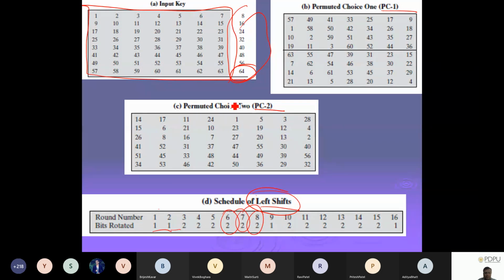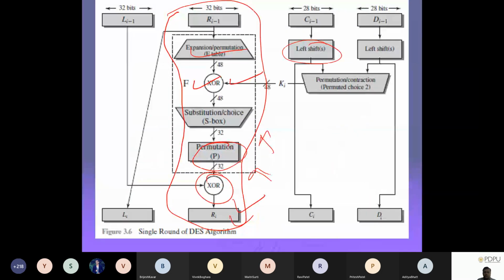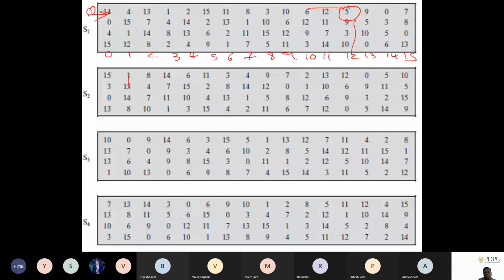And now this is where the permutation choice 2 and 1 boxes come in. Let me go to the diagram. You can see this is your permutation choice 2 box. Before starting the rounds, you have to do the permutation first, so that's where the permutation choice 1 box is. Each box has its own logic, and that's how they have designed it.